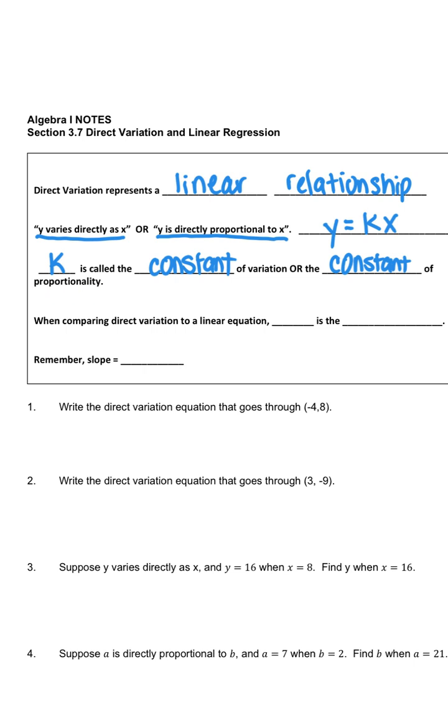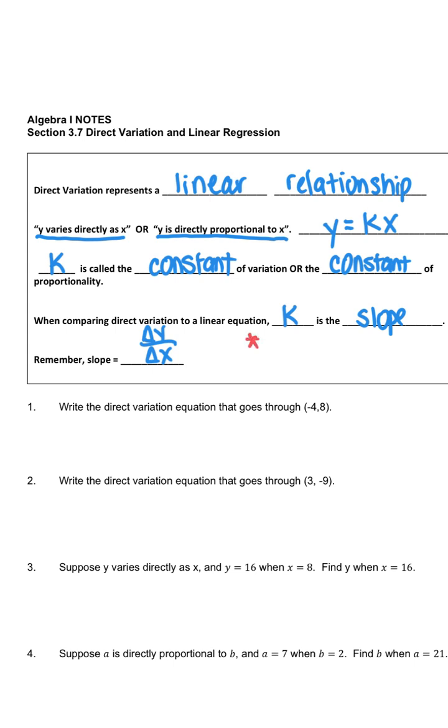Now it says when comparing direct variation to a linear equation, k is the slope. So we've worked a lot with slope, so you should know what slope is. And remember, slope is the change in y over the change in x. And there's another little note I want you to write down, something important to notice.